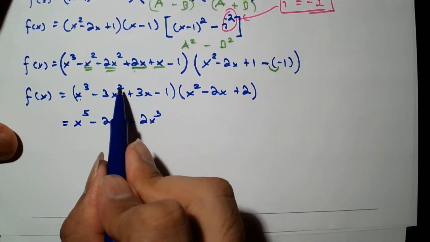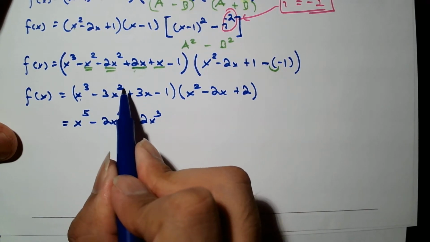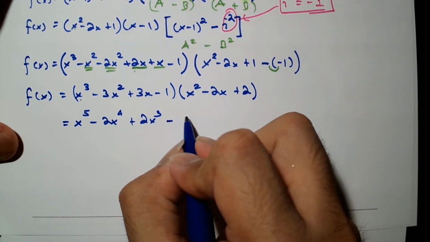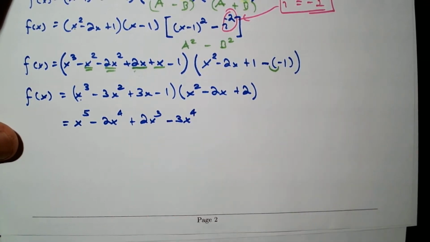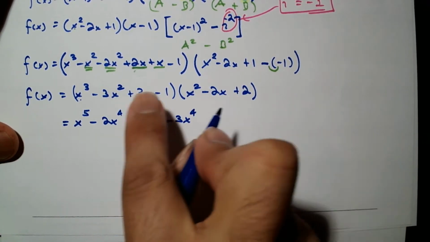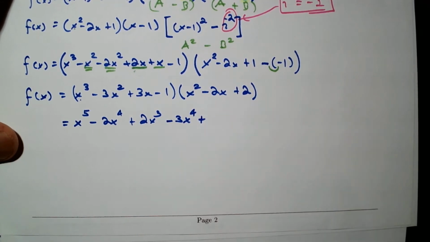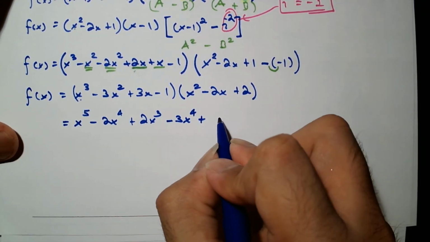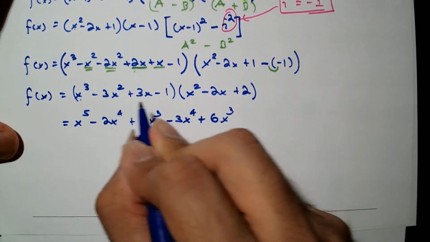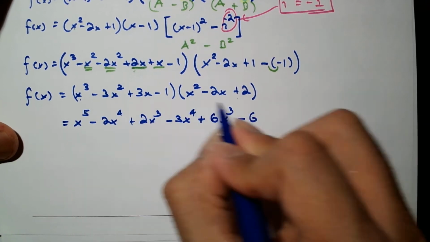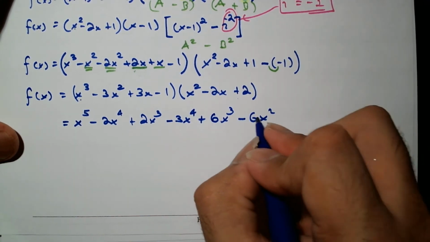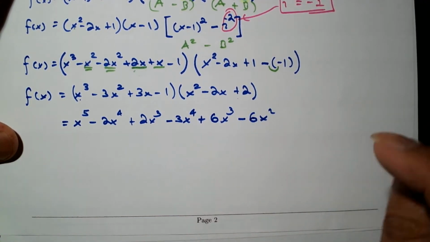And then I'm going to go with the second term. Negative 3x squared times x squared, that's negative 3 times x to the 4th. And then I'm going to multiply by negative 2x. Negative times a negative is positive. 3x squared times 2x, that's a 6x cubed. And then negative times a positive is negative 6x squared, multiplying this 3x squared with this 2. Okay, so far so good here.